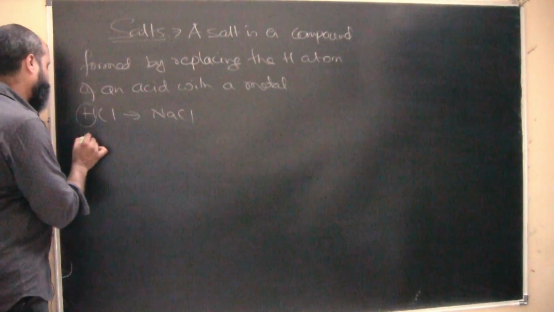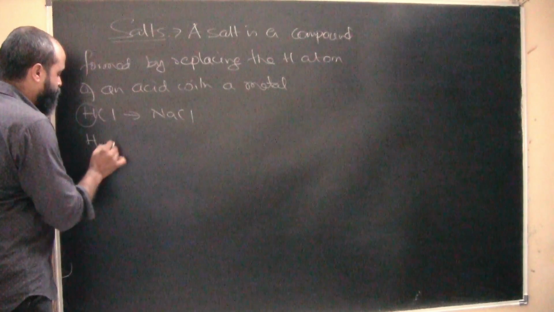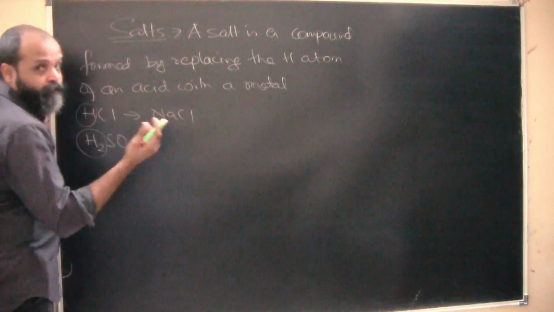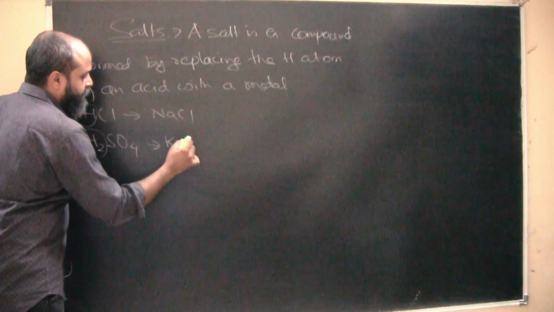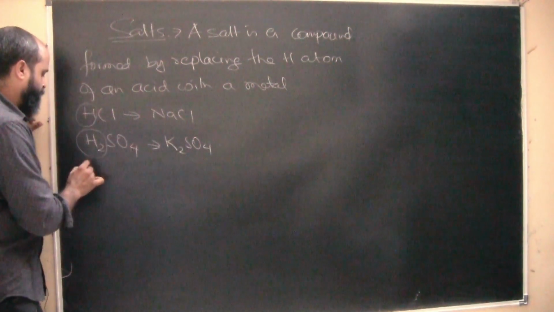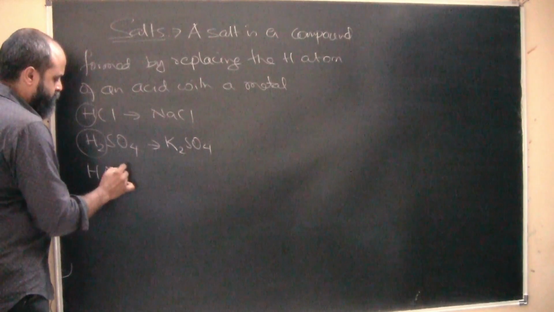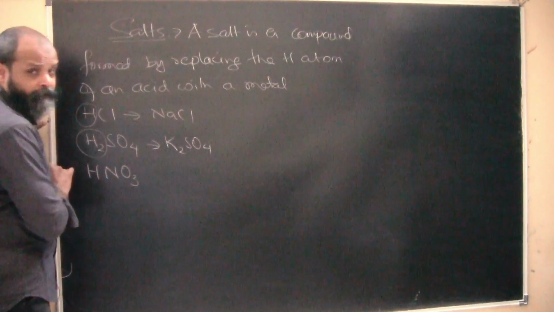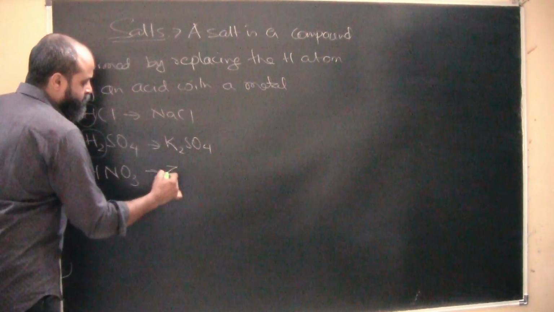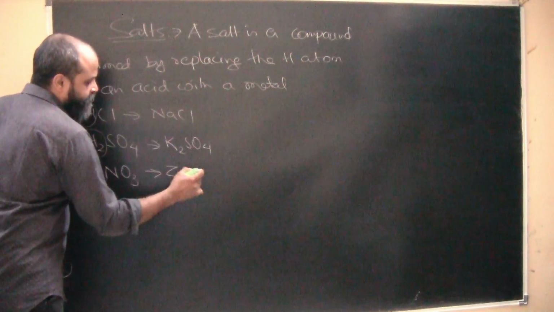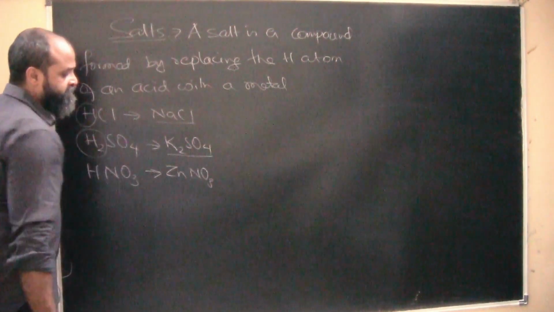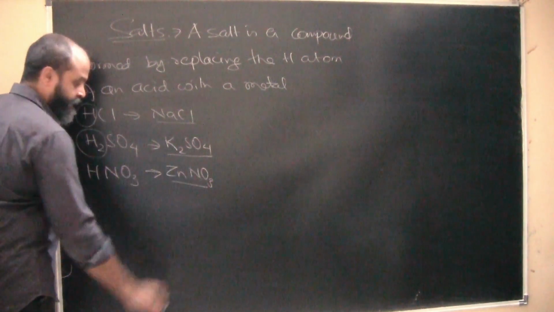Let's say from H2SO4, if we replace this hydrogen by potassium, this will become potassium sulfate. Let's say these are strong mineral acids. If we replace this H by zinc, we will get zinc nitrate. So this is sodium chloride, which is a salt. This is potassium sulfate, which is a salt. This is zinc nitrate, which is a salt.